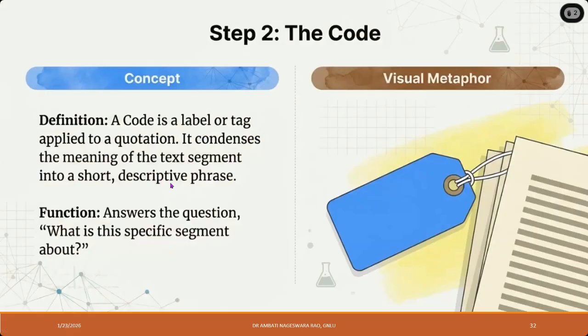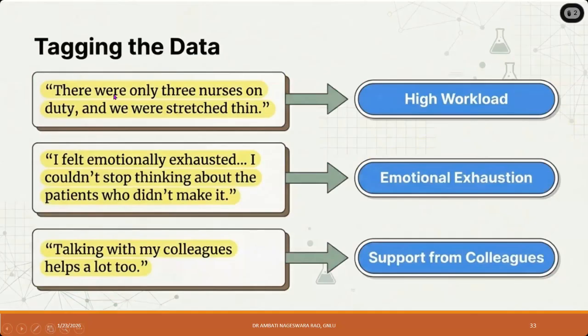I'm going to come up with one label which is going to justify the entire sentence. Let me show you here. There were only 3 nurses on the duty and we were stretched thin. Now, after understanding this particular sentence, I can come up with a code or label that is high workload.